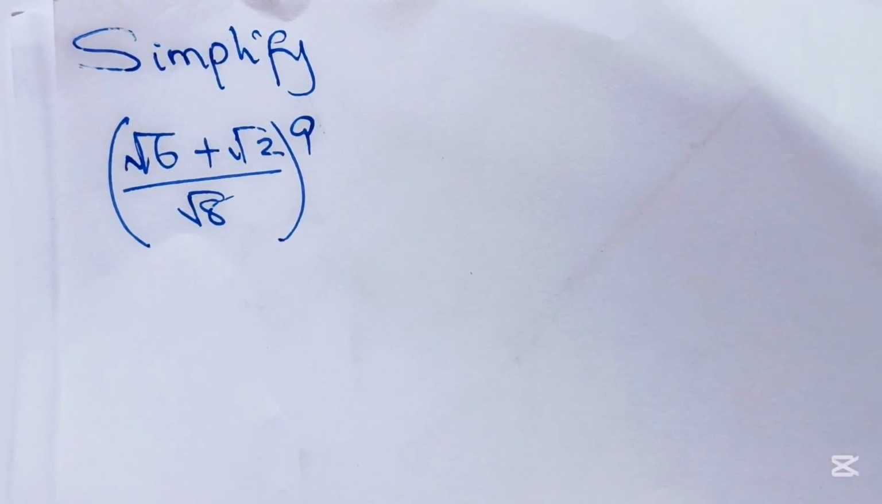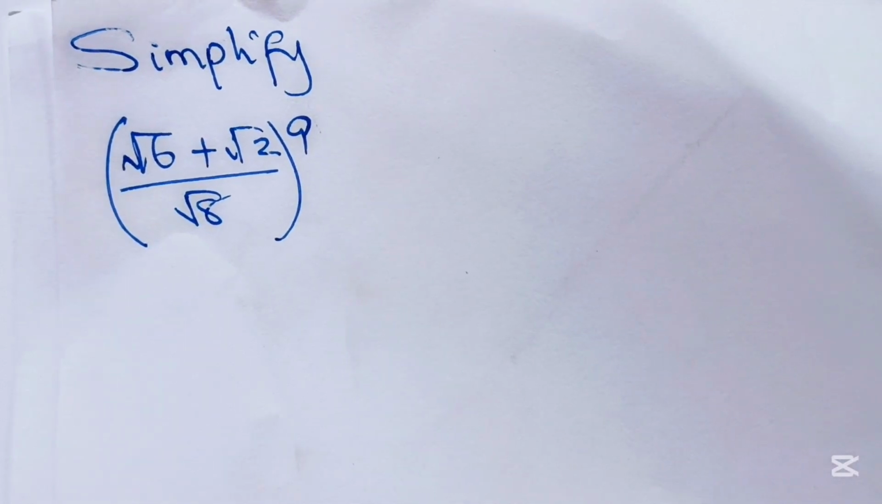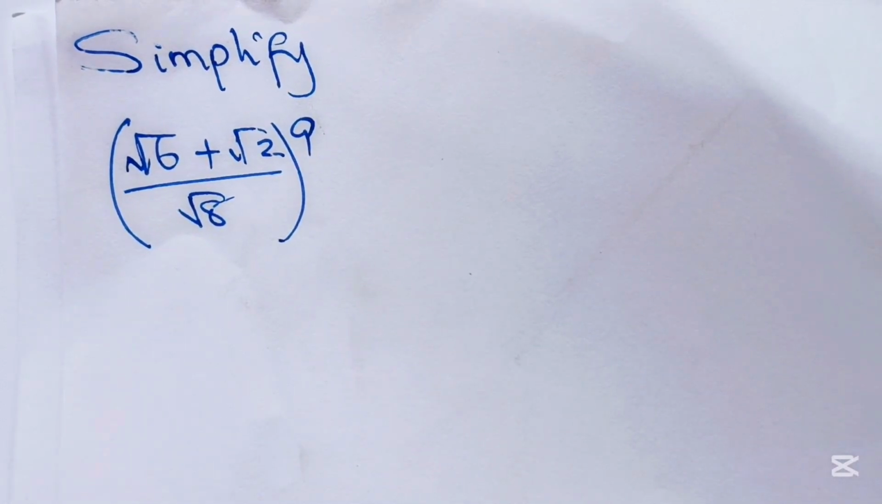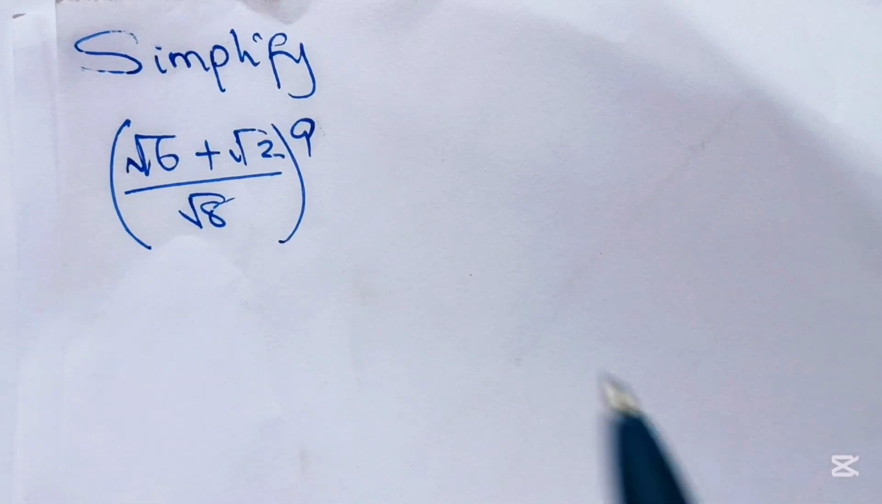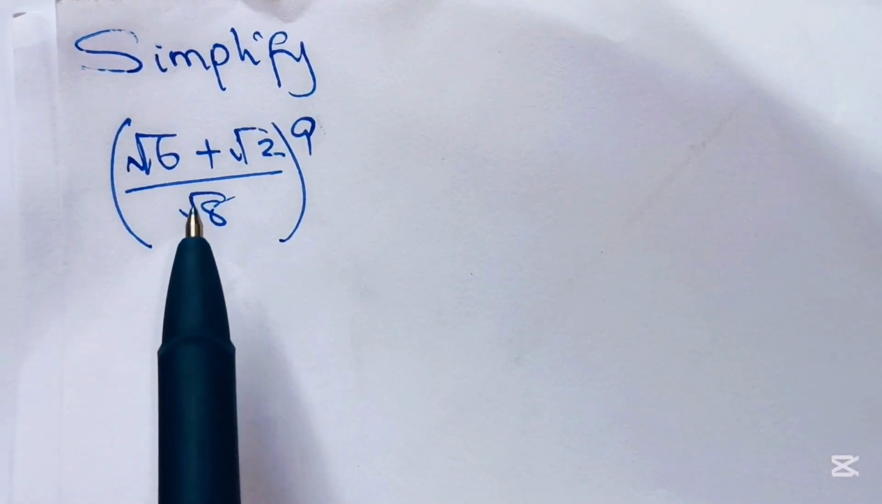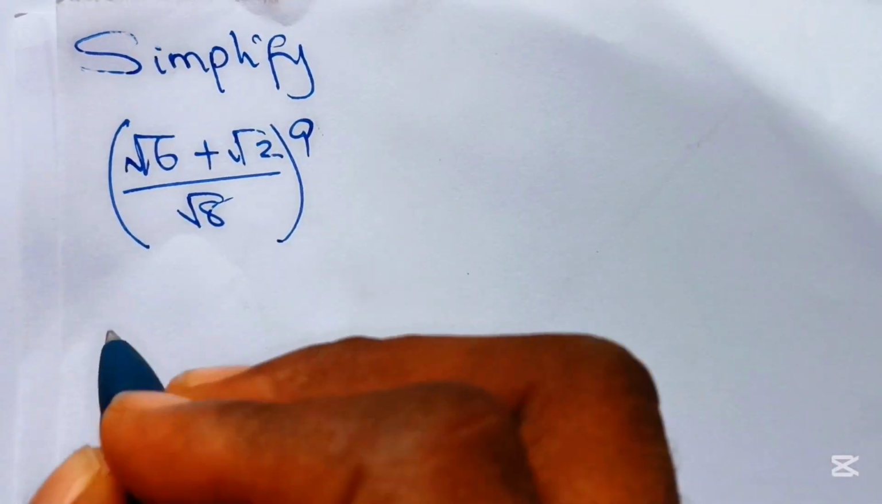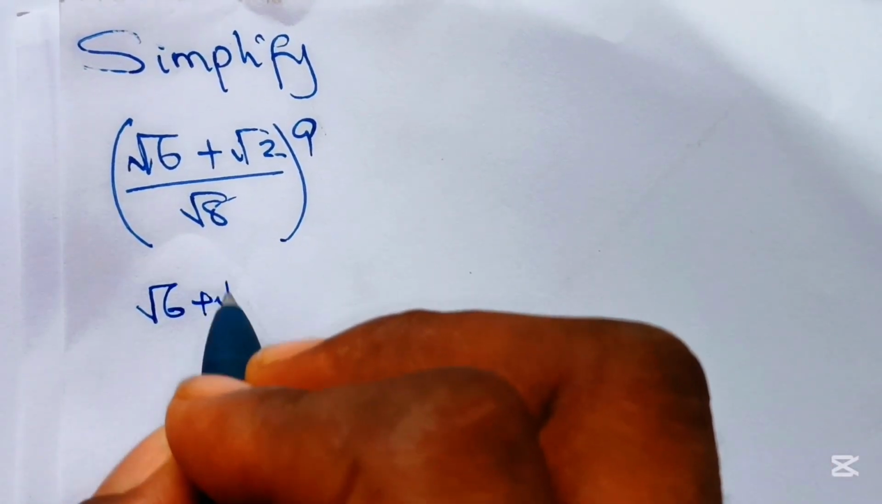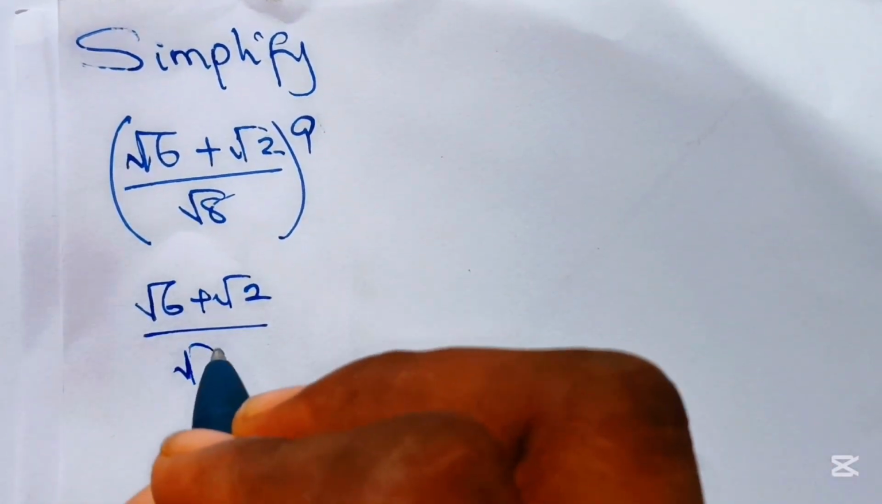Let's simplify this. The first thing we need to do, if you've been my follower, you know that this is how we go about it. Let's simplify what we have inside the bracket since the surd is yet to be simplified. So we have root 6 plus root 2 divided by root 8.